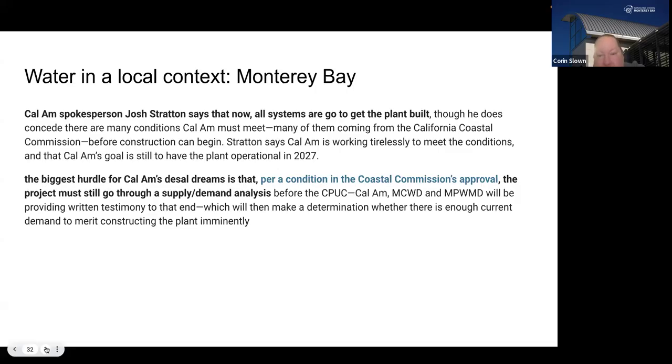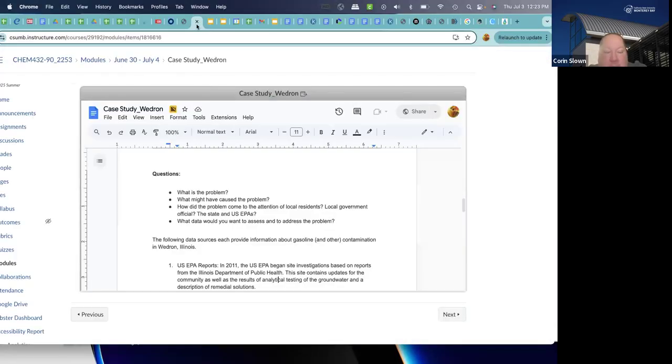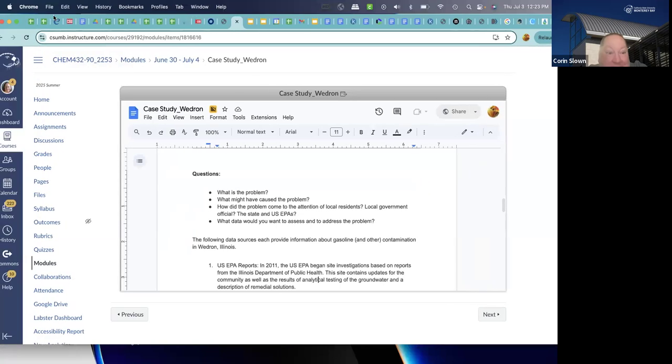This supply demand analysis was really key because it made the determination that there's enough demand to meet the need for constructing the plant imminently, because the need for water is acute. All of that is a great example of a case study that shows a need.